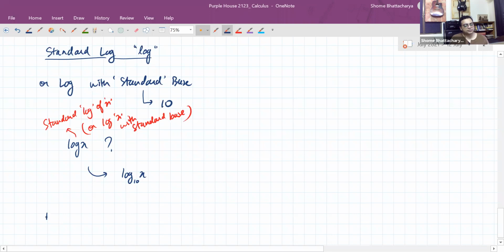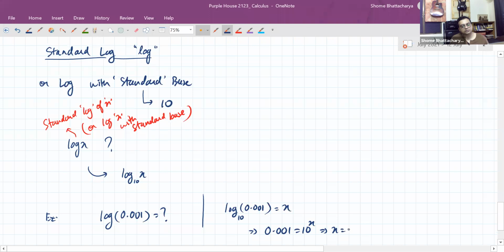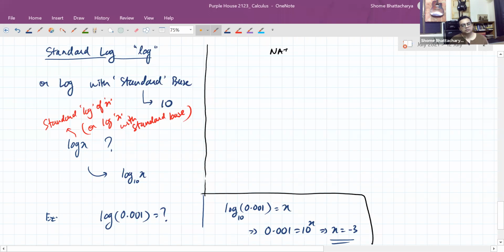So for example, once again, if I ask you what is log of 0.001, we should understand that first of all we are talking about log to the base 10 of 0.001, and if that is equal to x, that means 0.001 is equal to 10 to the power x. So you can see that x is equal to -3. So one is standard log. The other is natural log. The symbol that we use for natural logarithm is ln.